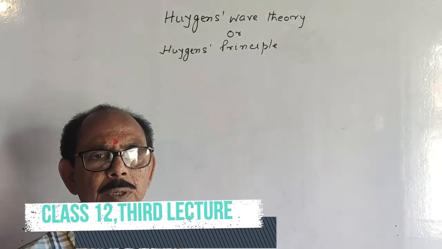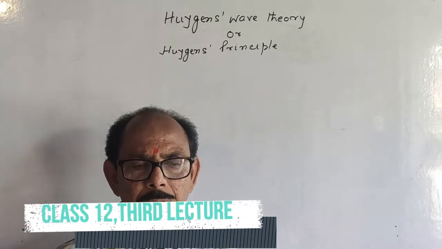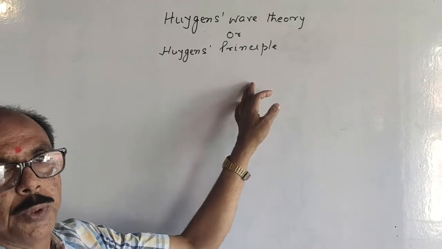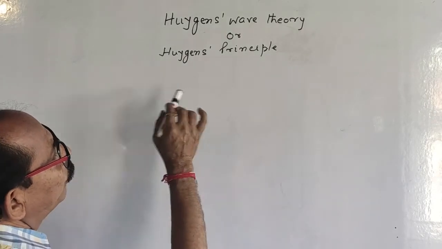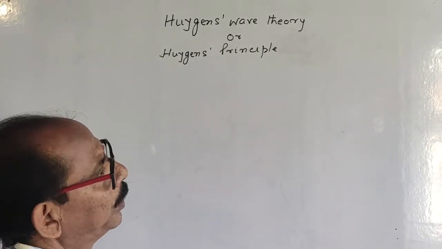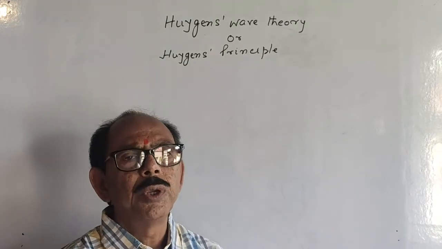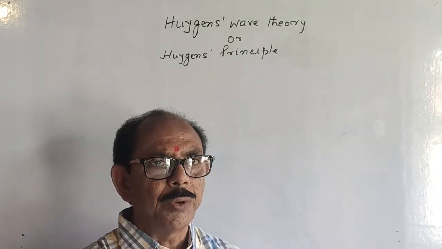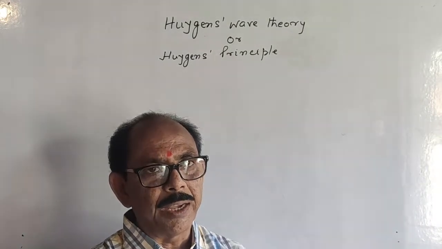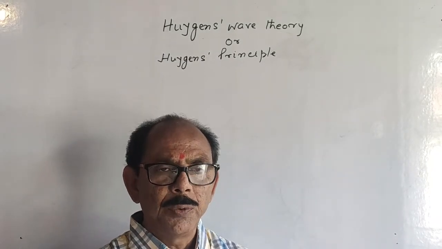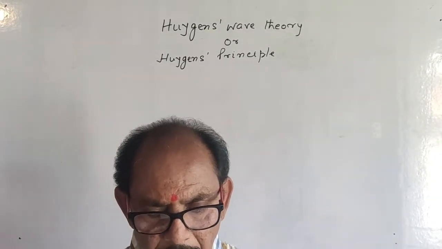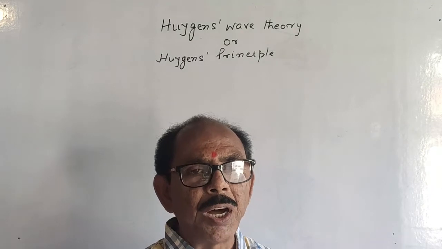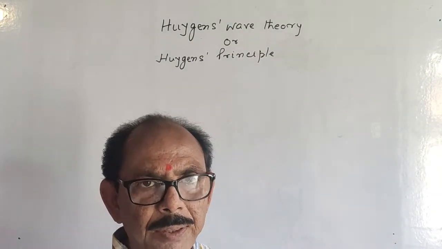Hello student, today I will teach you the Huygens wave theory, or the Huygens principle. According to this theory, the luminous source, it may be a point source, sends out waves in all directions with the same velocity of light and constant simple harmonic disturbances, like sound.